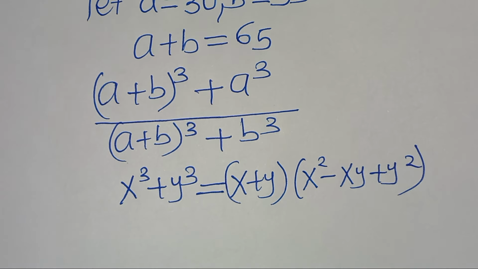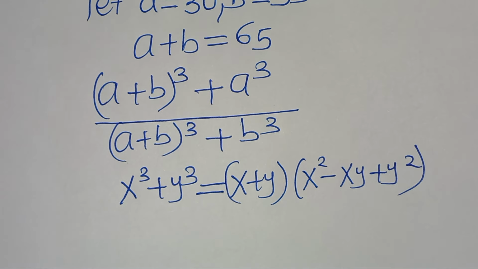Now, here we have A plus A. We have 2A, then plus B, cross the parentheses. And then here we have A plus B to the power of 2. This is in the form of x plus y to the power of 2, which we can express as x squared plus y squared, then plus 2xy.